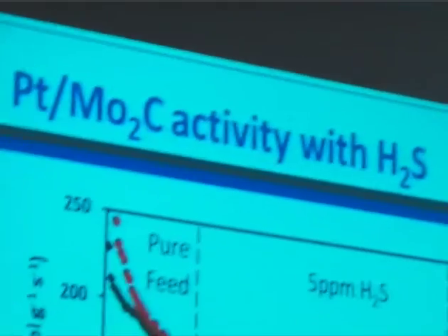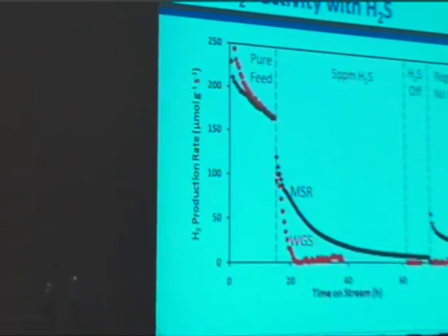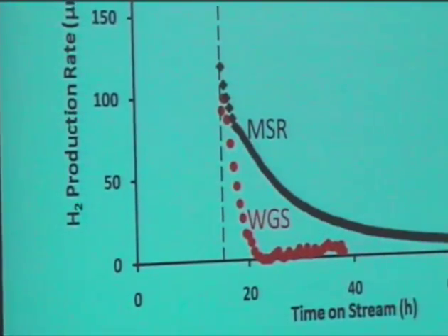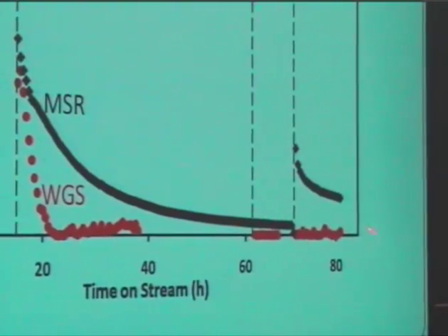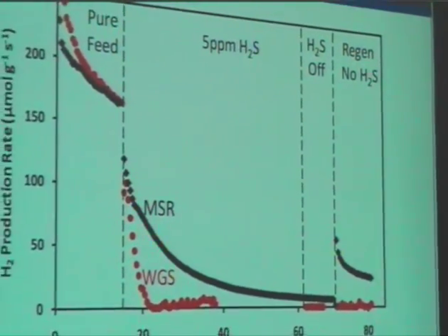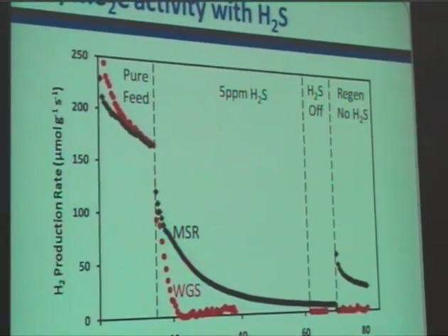of these materials. As I mentioned, I wanted to talk a little bit about platinum molycarbide. This is a similar plot to what I showed earlier, and it shows similar results. The water gas shift over platinum molycarbide decays faster than under steam reforming. But one key difference is that when we regenerate, we get absolutely no recovery of activity for water gas shift, and we only get about a 20% recovery for steam reforming.